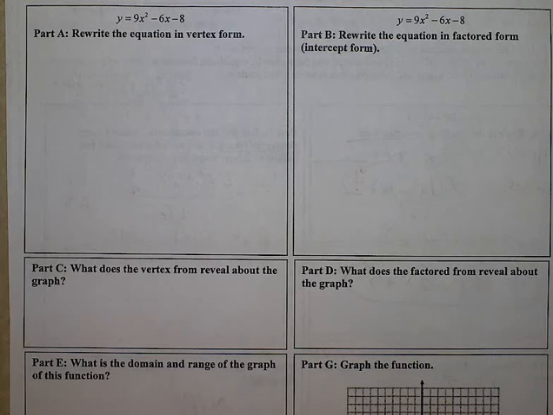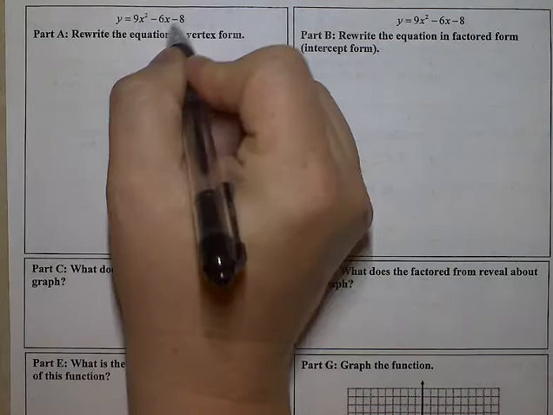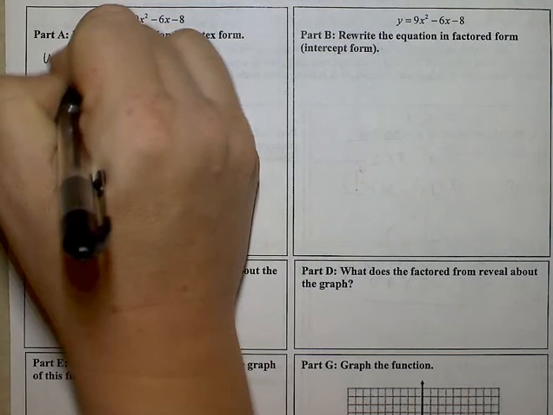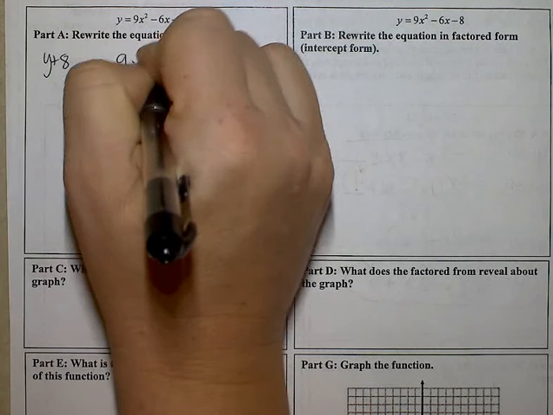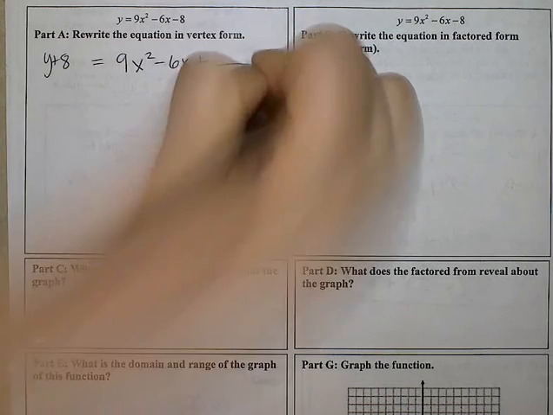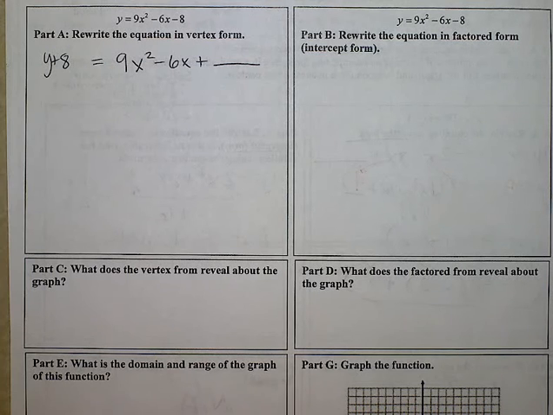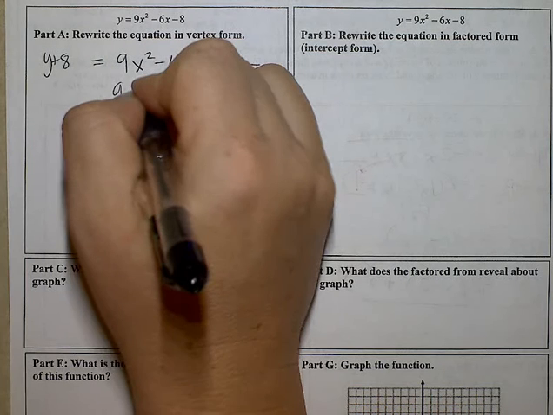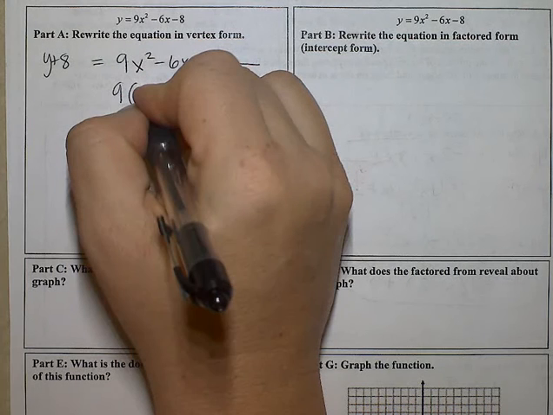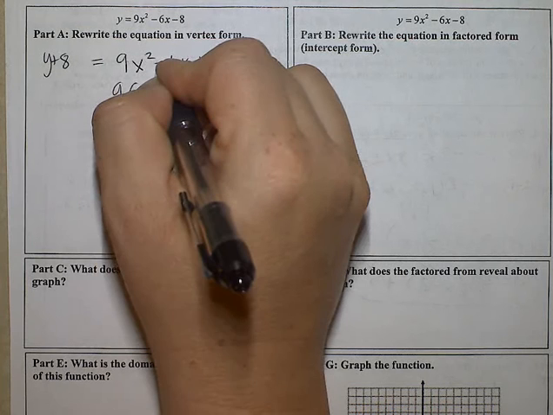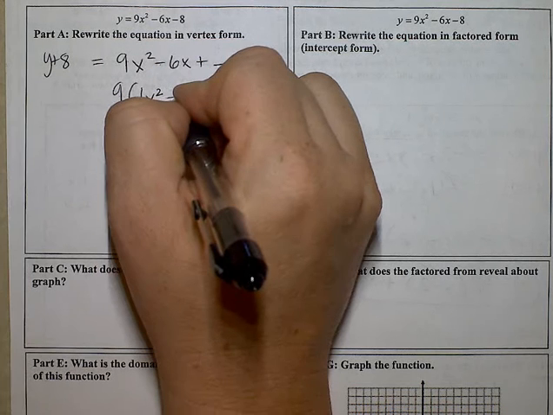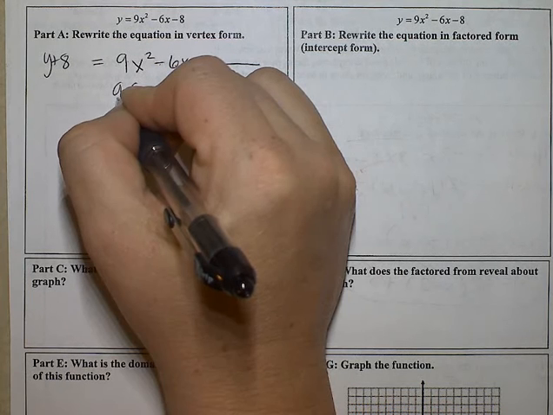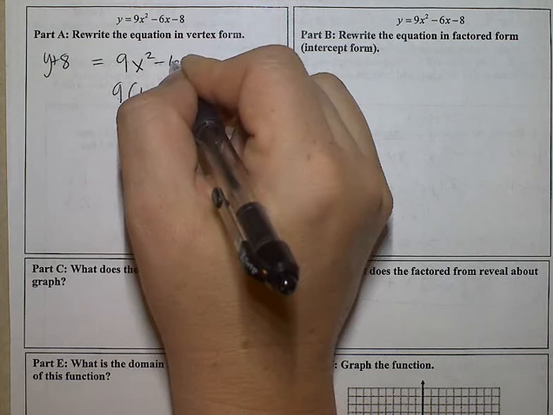Rewrite the equation in vertex form. So I'm going to move the 8 to the opposite side. Then I'm going to factor out a 9. 9 divided by 9 is 1. Negative 6 divided by 9 is negative 6/9, which reduces to negative 2/3.